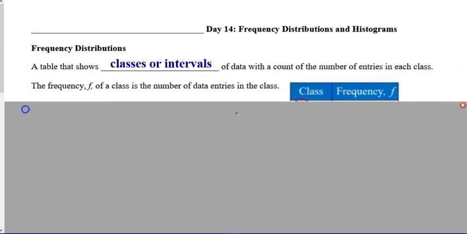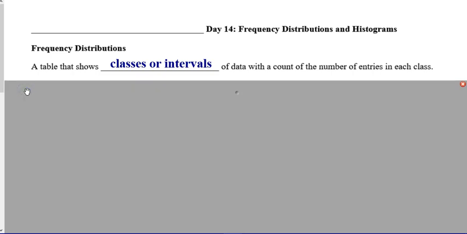All right, so day 14: frequency distribution and histograms. You should remember histograms from Algebra 2. Did plenty of them. Okay, so a frequency distribution is a table that shows classes or intervals. In other words, that would be a range, from 1 to 7, 8 to 15, something like that, of data with a count of the number of entries in each class.